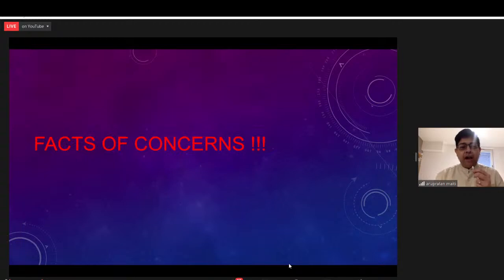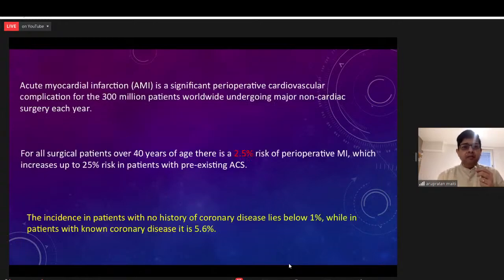I'll start with a few facts of concern. AMI is a significant perioperative cardiovascular complication, and it can happen in 30 million patients worldwide every year who are undergoing non-cardiac surgery. For all surgical patients over 40 years of age, there is a 2.5% risk of perioperative AMI, which increases up to 25% in patients with pre-existing ACS. The incidence in patients with no history of coronary artery disease lies below 1%, while in patients with known coronary artery disease, it's 5.6%.